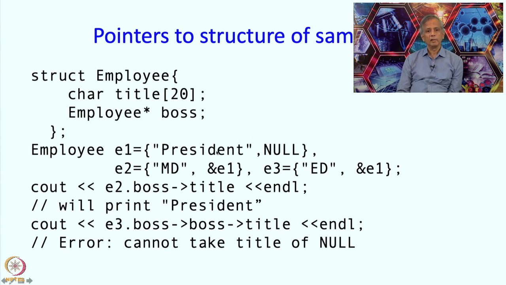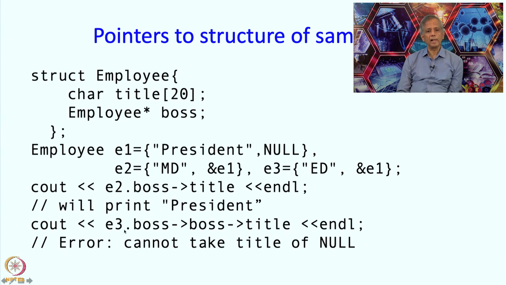Now we can do this. So we can say e2.boss, so we get to this address of e1 over here, and we want to print out the title of that person. So to get to the title, which is a member of e1, we have an address of e1, and therefore we should put an arrow here. So this will print president.